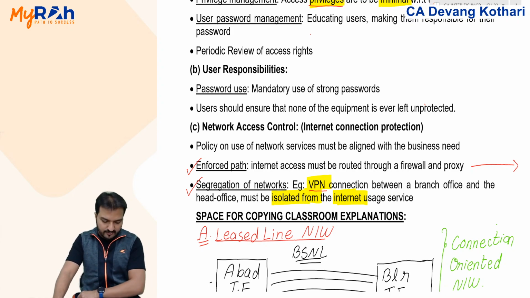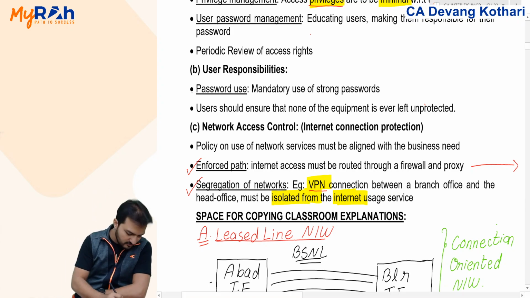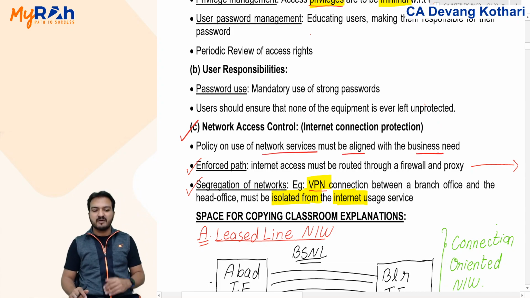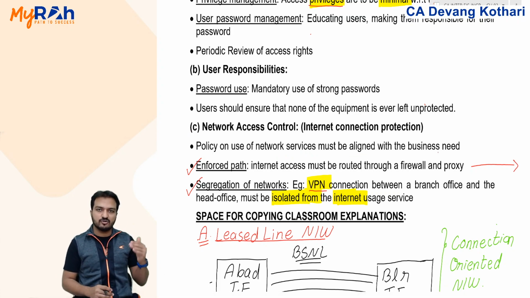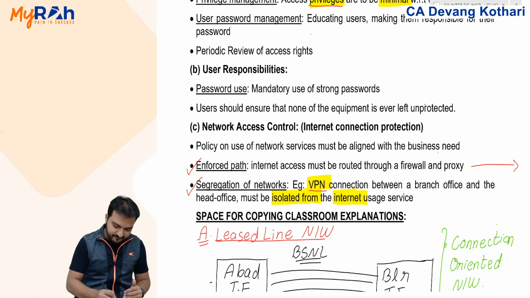Today, if I am given some permission, after 1 month they will review my permissions, whether I still need that permission or not. User responsibilities: the user should have a strong password, and the user should ensure that none of the equipment is left unprotected. Okay. Network access control: the policy on the use of network services must be aligned with the business. My policy on who can use the internet should be in line with my business, matching what is required for my business.